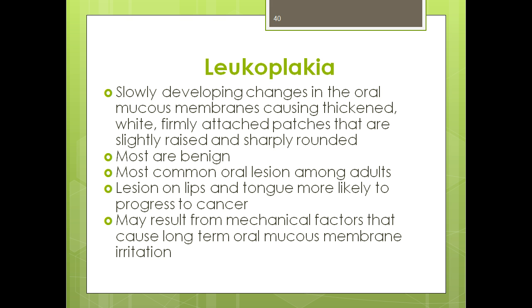Next, we're going to discuss leukoplakia. Leukoplakia is slowly developing changes in the oral mucous membranes, causing thickened, white, firmly attached patches that are slightly raised and sharply rounded. Most are benign. The most common oral lesion among adults is leukoplakia. Lesions on lips and tongues are more likely to progress to cancer. It may result from mechanical factors that cause long term oral mucous membrane irritation.